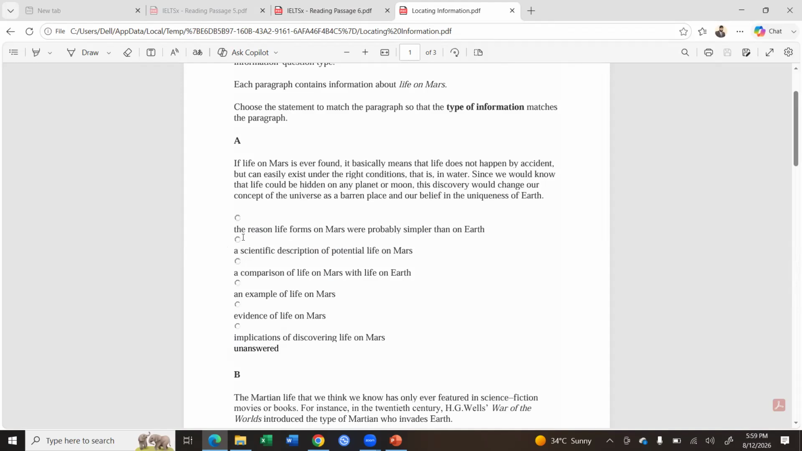An example of life on Mars is not in this. A comparison, there is no comparison, I think. A scientific description of potential life on Mars. What do you think about this one? Yes, sir. A scientific description of potential life on Mars. Description. So, maybe in this answer you have missed this one, right?